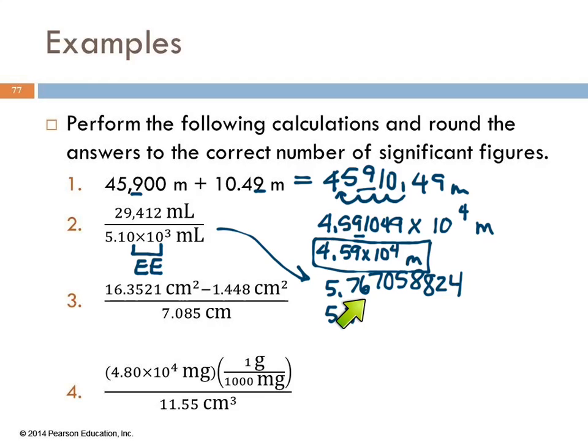We're keeping the 6. We're dropping the 7. 7 is 5 or greater. We have to round up. 5.77.